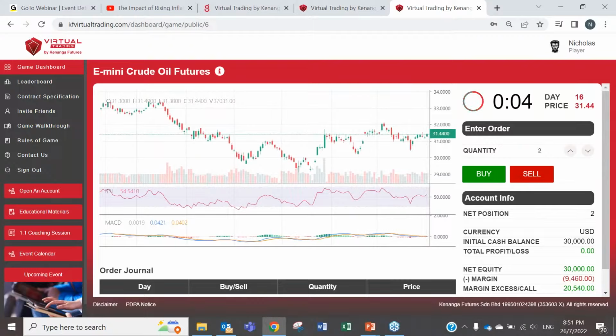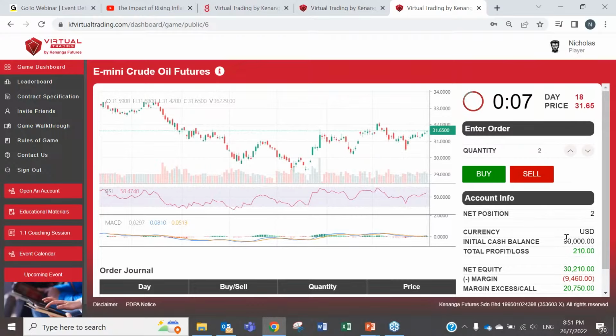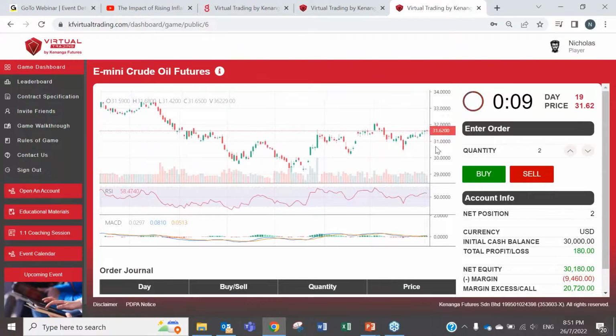So on the order journal here, you can see on day 16, I bought 2 contracts at this current price. If the following day the price has gone up from 31 to 31.52, I make a profit over here. I'm given 30,000 US dollars to start with. I make a profit of 210 over 2 days with 2 contracts, and now it's 180 on the third day.